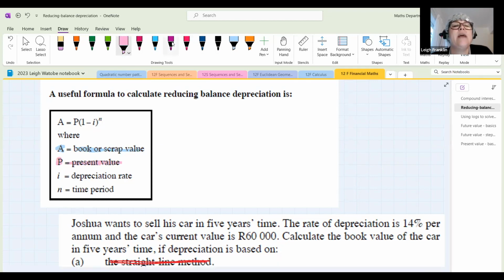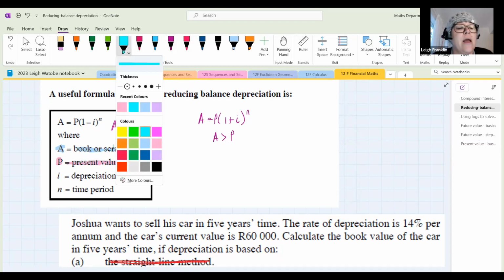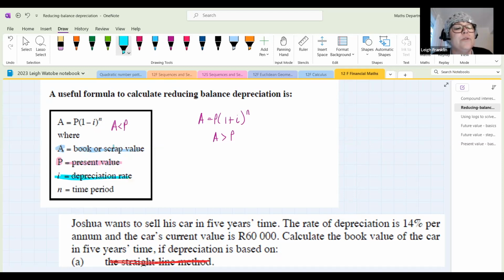Okay, so it is the other way around to this. Here, in this situation with compound interest, A is always going to be bigger than P. Here, A is smaller than P. All right, that should make sense to you. Okay, so with reducing balance depreciation, A is smaller than P. The book or the scrap value is smaller than the present value of the object. I is our rate of depreciation divided by 100. And again, N is your time period.